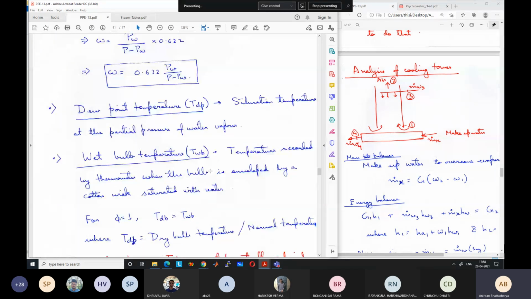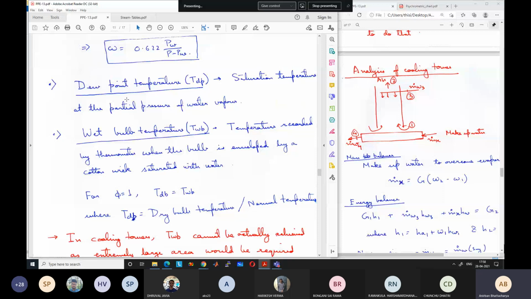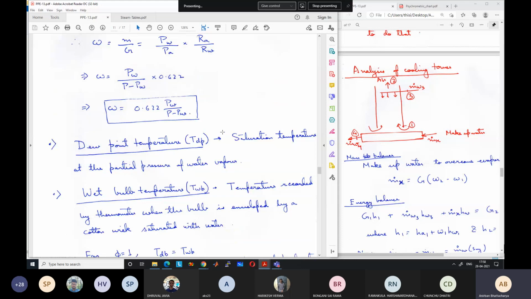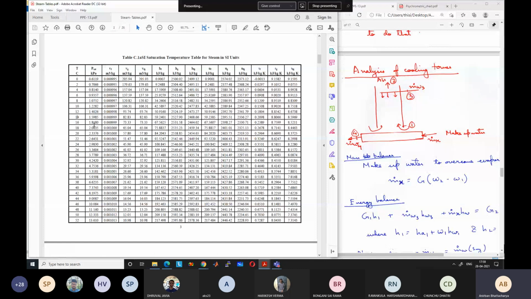Dew point temperature, we will write as TDP, which is the saturation temperature at the partial pressure of water vapor. What does it mean? For example, in our case, our partial pressure of water vapor was, we had just calculated, 1.67 kPa. So what is the saturation temperature corresponding to 1.67 kPa? It will be something between 14 and 16. We can interpolate, because at 14 it is 1.59 and at 16 it is 1.81. So maybe around 14.8 degrees centigrade.